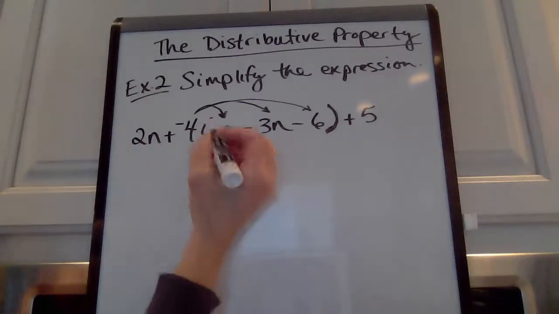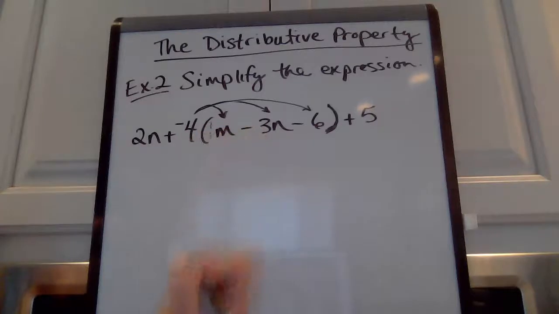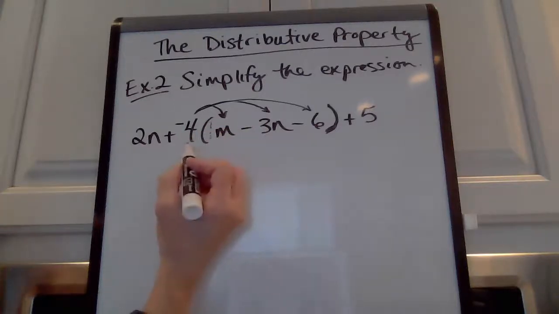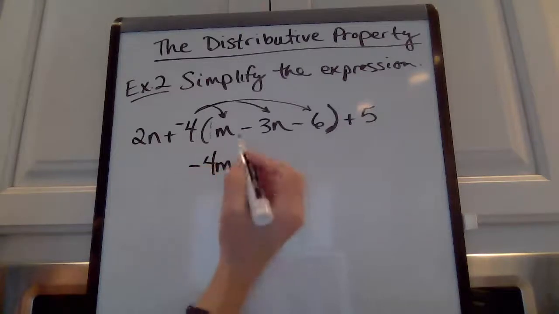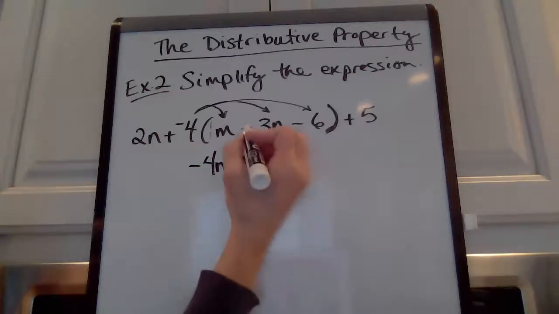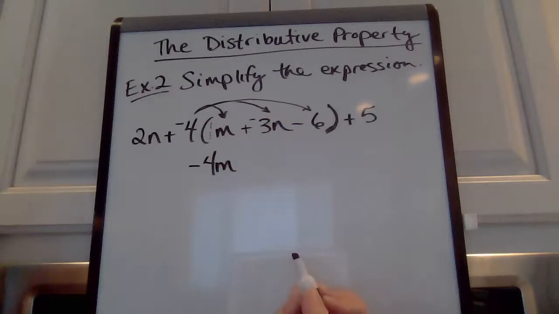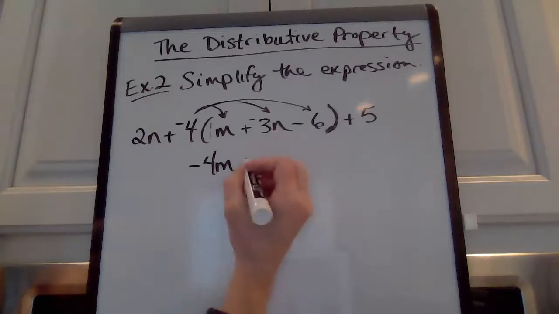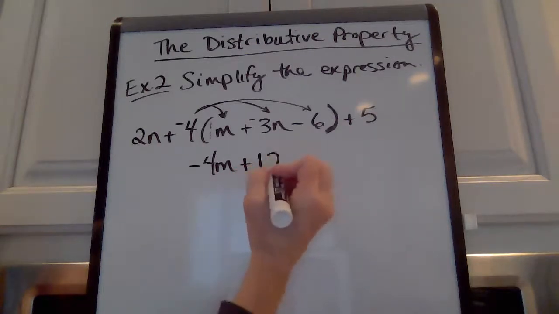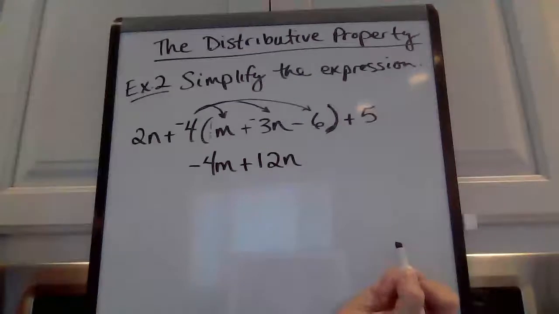-4 times m. There's an invisible 1 there, so it's -4 times 1m gives us -4m. This is a -3n. If you need to change it to adding the opposite to help you remember that, do it. -4 times -3n is positive 12n. A negative times a negative is a positive.